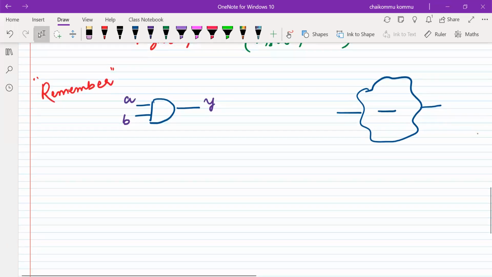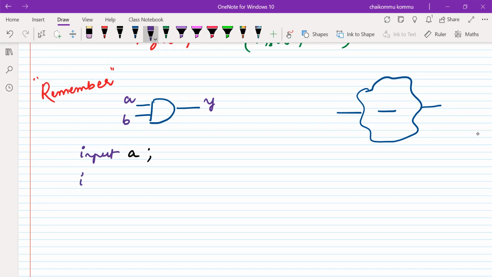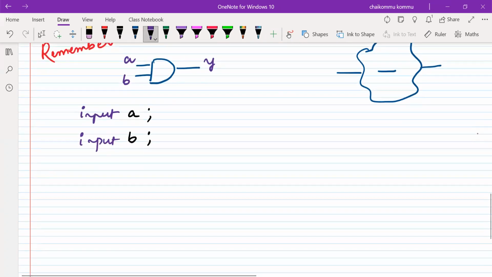For example, if you want to write a program for this one, what should I do? Something like this I need to write. For example, here the input is A, another input is B, and the output is Y. But actually, you are giving some A and B and Y. These are some variables. It's actually the name of a particular line, right? The name of the particular line, or name of the net, is A, or B, or Y.